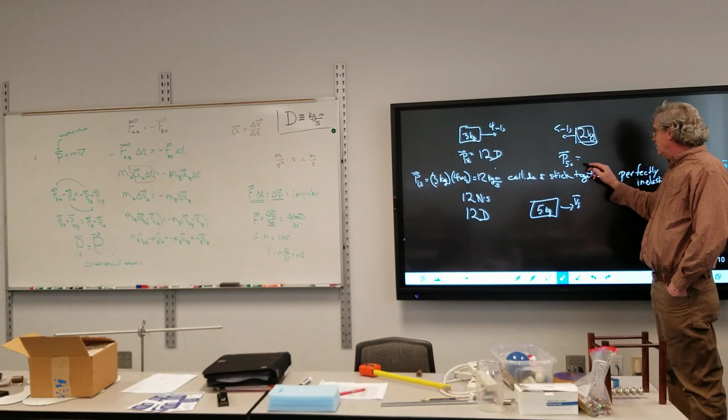What is the initial momentum of the system? System being both of those things. 2D. Just add. You add them like vectors. Subtract.